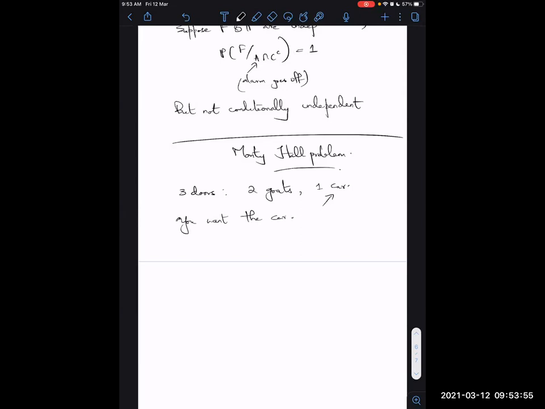Okay. And also Monty, who conducts the show, knows which door the car is behind. So Monty knows complete information about the car and which door it is behind. All right.